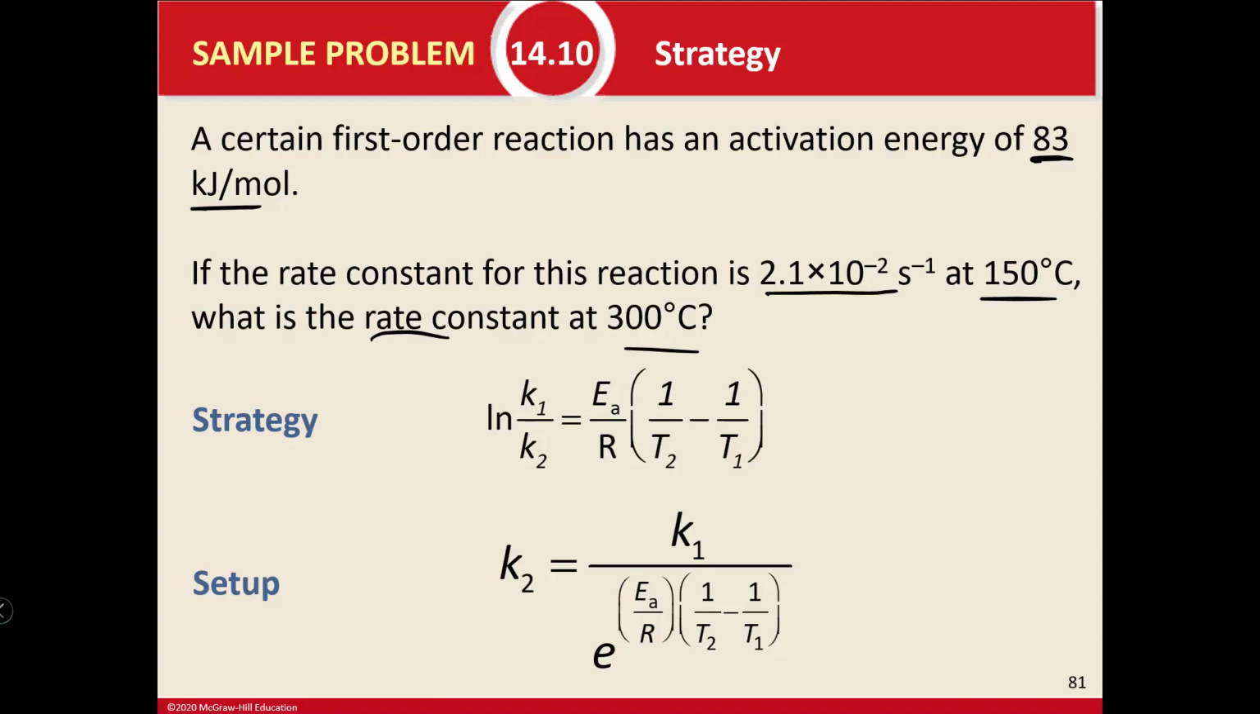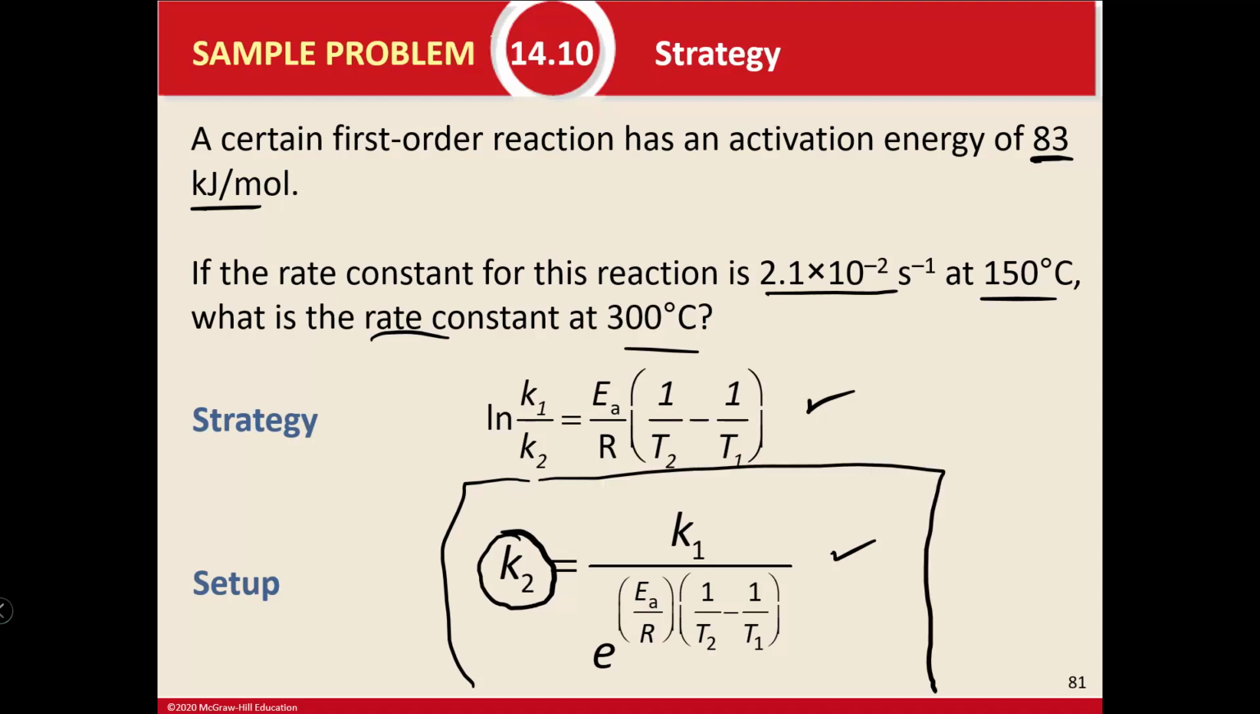So again, we're using the same equation. What we're trying to solve for is K2, the rate constant at the higher temperature. They manipulate the equation and you get this equation. This is what takes the most time right here, and you got to be meticulous about it.